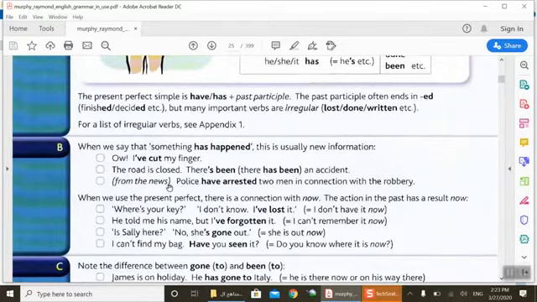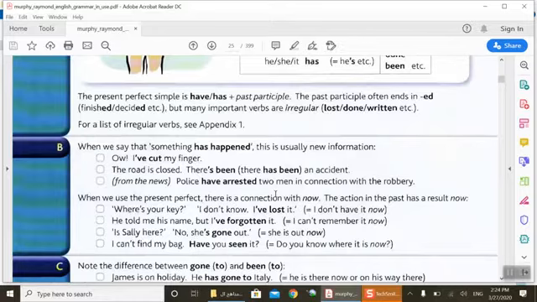Another example from the news. Police have arrested 2 men in connection with the robbery. In the news, we say this. Police have arrested 2 men, 2 gunmen for example. This is present perfect. Something happened in the past, the arrest, and now they are in prison. So we say police have arrested 2 men.